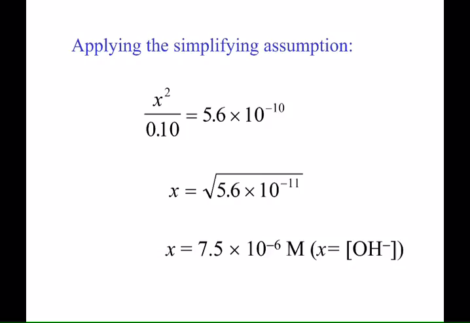So the problem, I think, goes on to ask for the four things that go together. If you have the hydroxide ion concentration, you can get the hydrogen ion concentration, the pOH, and the pH. So we've got to knock those other things out.